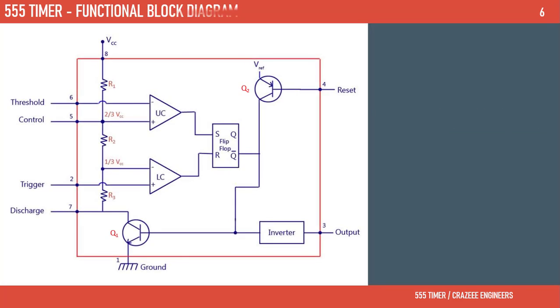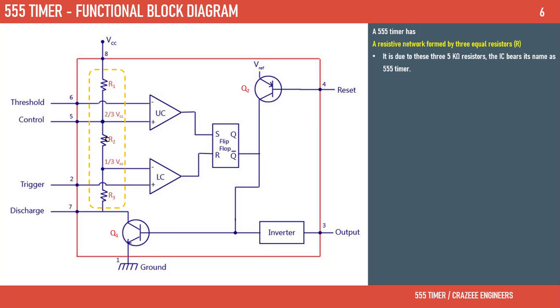555 timer functional block diagram. A 555 timer has a resistive network formed by 3 equal resistors, R. It is due to these three 5 kilo ohm resistors that the IC bears its name as 555 timer. These are arranged in a voltage divider configuration and provide the voltage values of 2/3 VCC and 1/3 VCC.